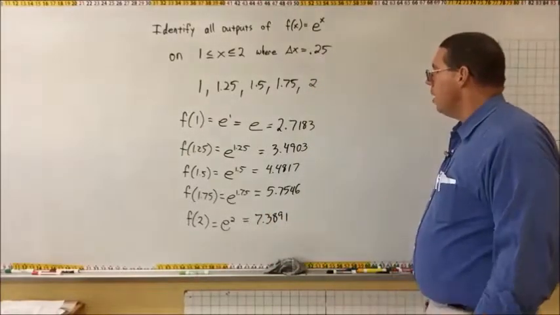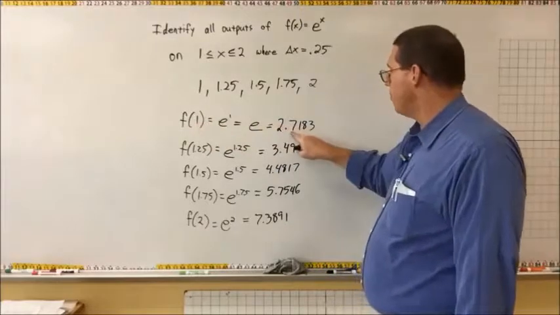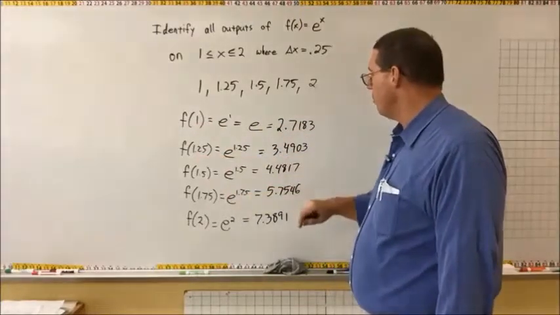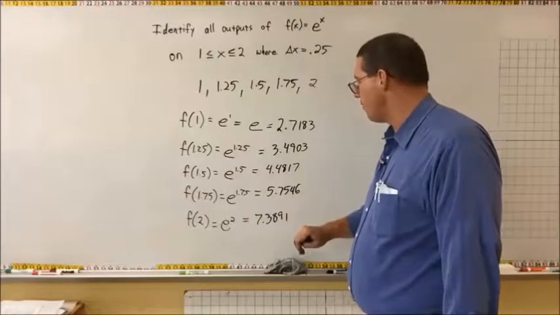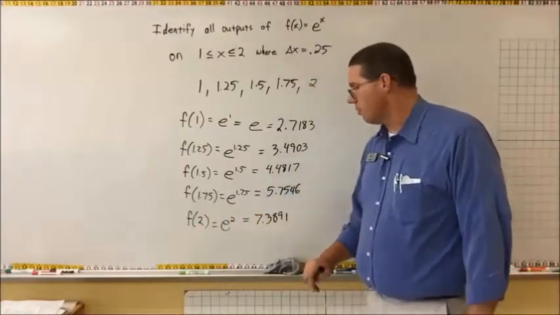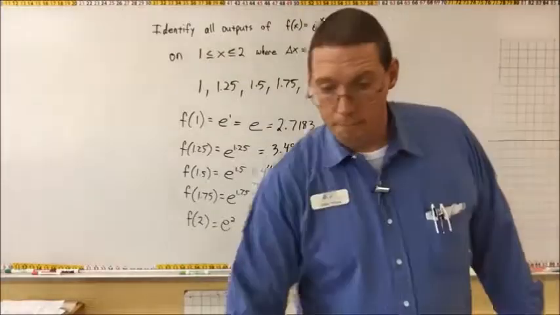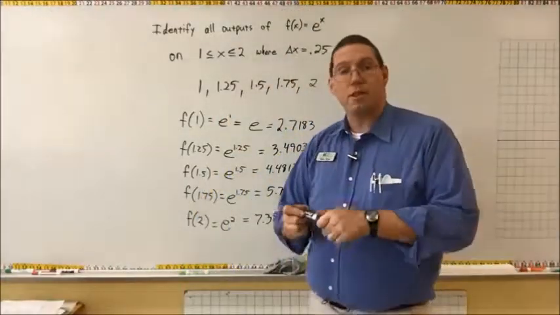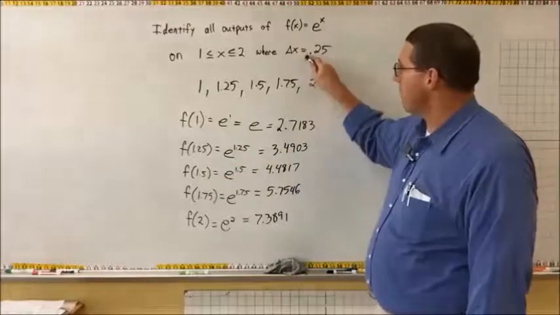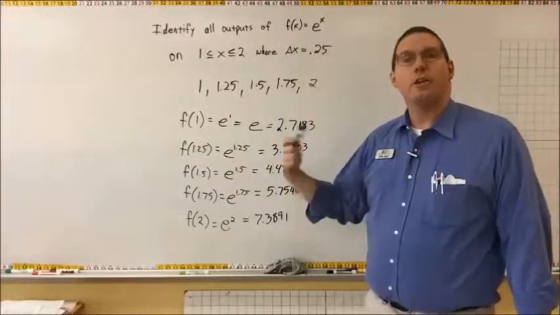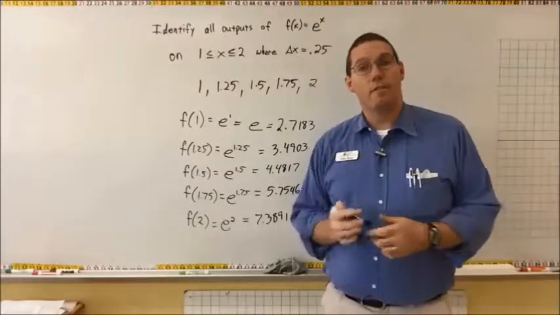And so we know that this function is going to pass through the points (1, 2.7183), (1.25, 3.4903), (1.5, 4.4817), (1.75, 5.7546), and then (2, 7.3891). Okay? And so this is the first thing that I want you to learn how to do. We got a few videos for today, but before you can do the other things that I want you to be able to do today, you have to be able to identify some x values based on an interval and a change in x, and you also have to be able to plug all those numbers into a function and give us the outputs. Okay, that's it for this video. We'll see you in the next one.